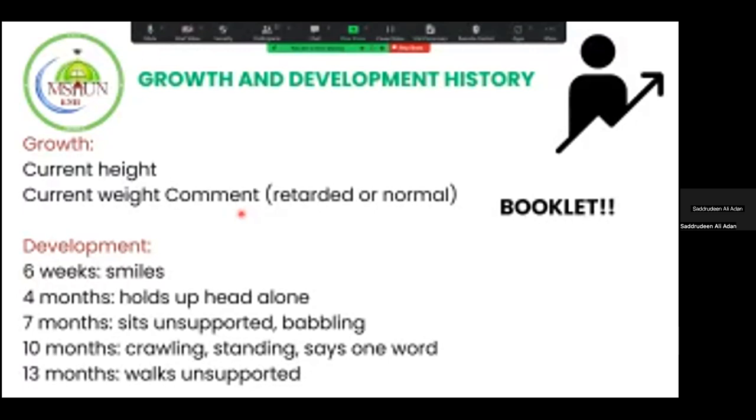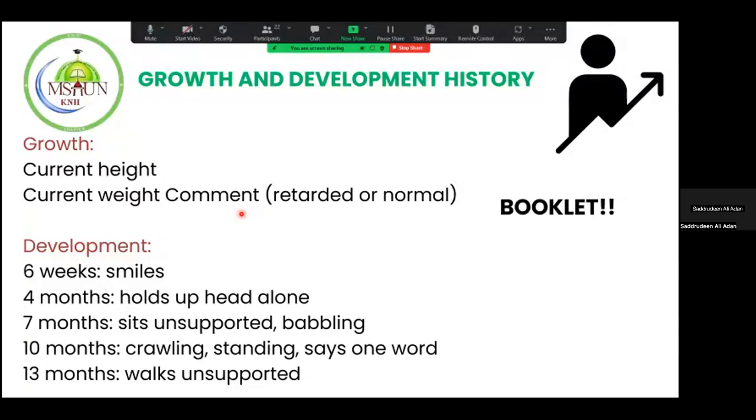At 10 months, the baby should start crawling around the floor, should be able to rise and stand and support themselves maybe on a wall. At 12 months, they should be able to say one word. So 1 year, 1 word. 2 years, 2 words. 3 years, 3 words or sentences. At 13 months, the baby should be able to walk unsupported.